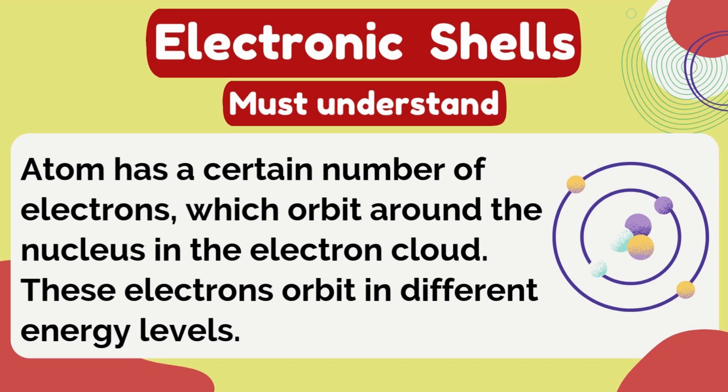So an atom has a certain number of electrons which orbit around the nucleus in the electron cloud. These electrons orbit in different energy levels. These levels are designated as K, L, M, etc.